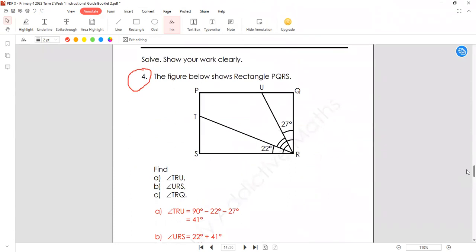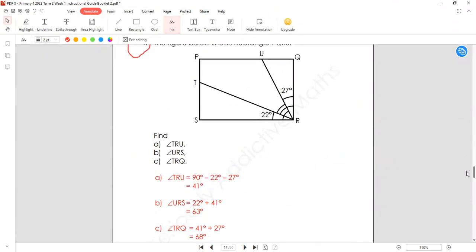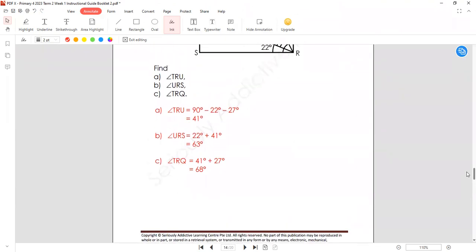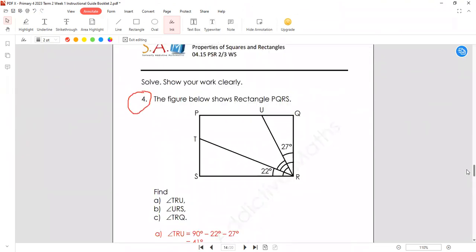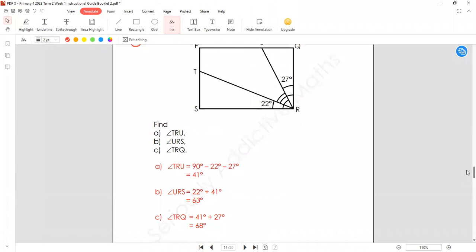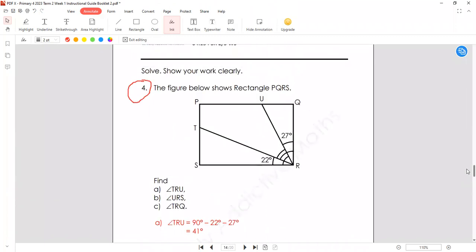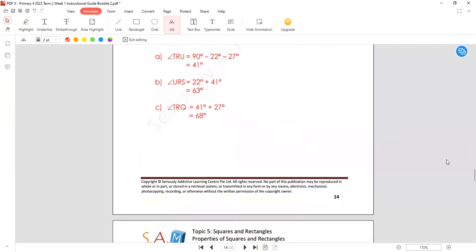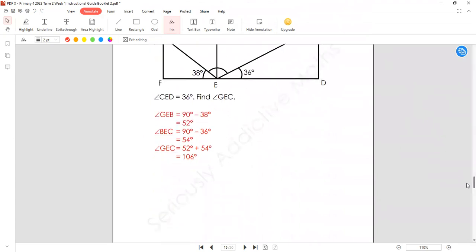Okay, then we move on to page 14. All right, question 4. They're supposed to find TRU, right? So what is TRU? TRU is easy, 90 minus 27 minus 22, which they've done earlier. But what about URS? In order to find URS, they need to add TRU to TRS. Okay, so go through this question with them.